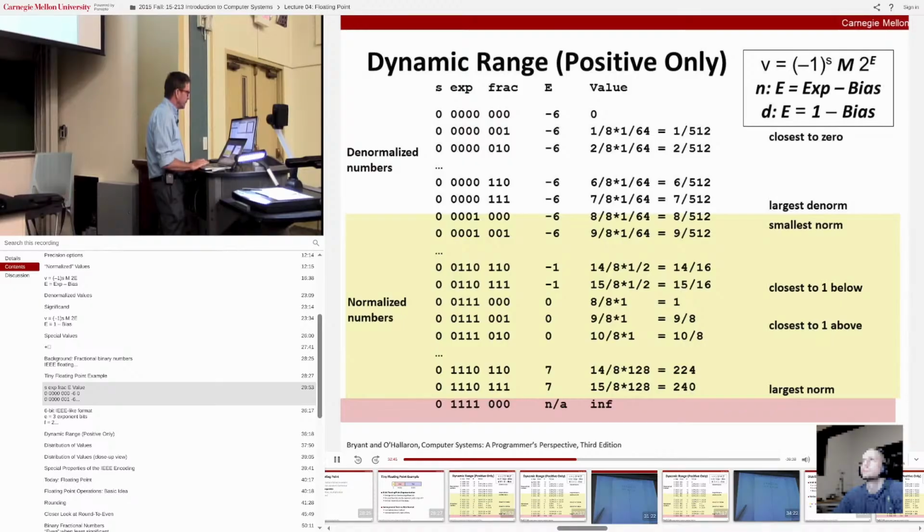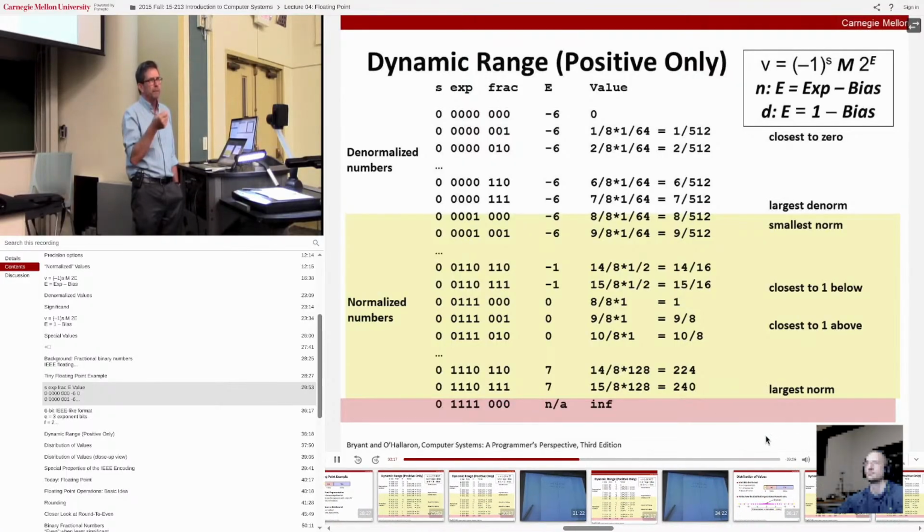Now let's bump this up by 1. So now we get a frac field of 0, 1, 0. So this represents 1/4, so m is 1/4. The value is 1/4 times 2 to the minus 6. So 2/8 times 1/64 is 2 over 512. So by incrementing our significand, we're increasing the numbers by 1 over 512.